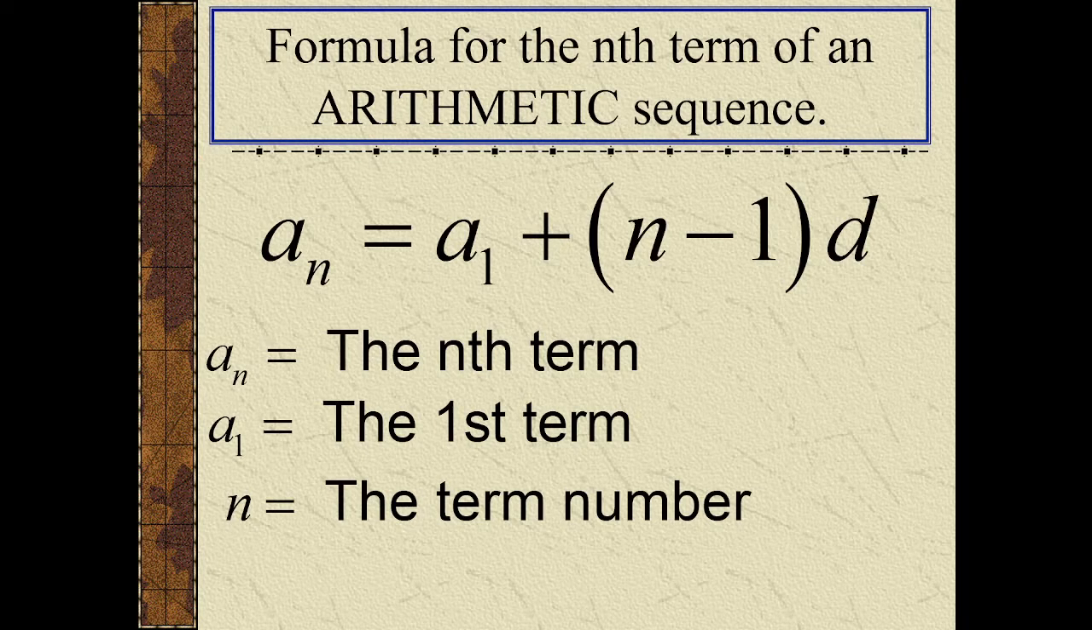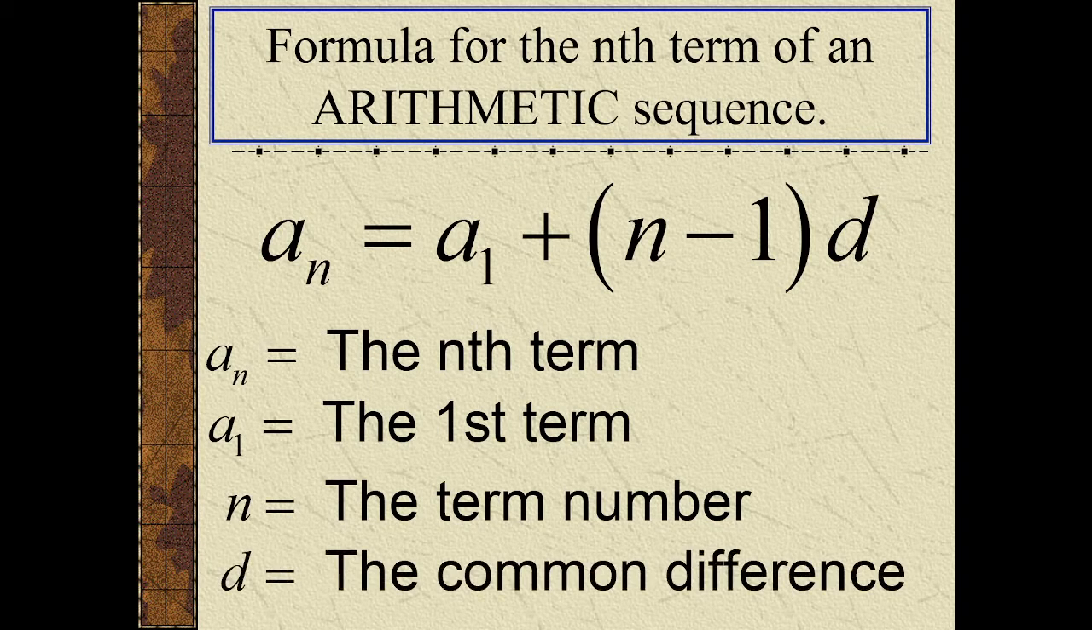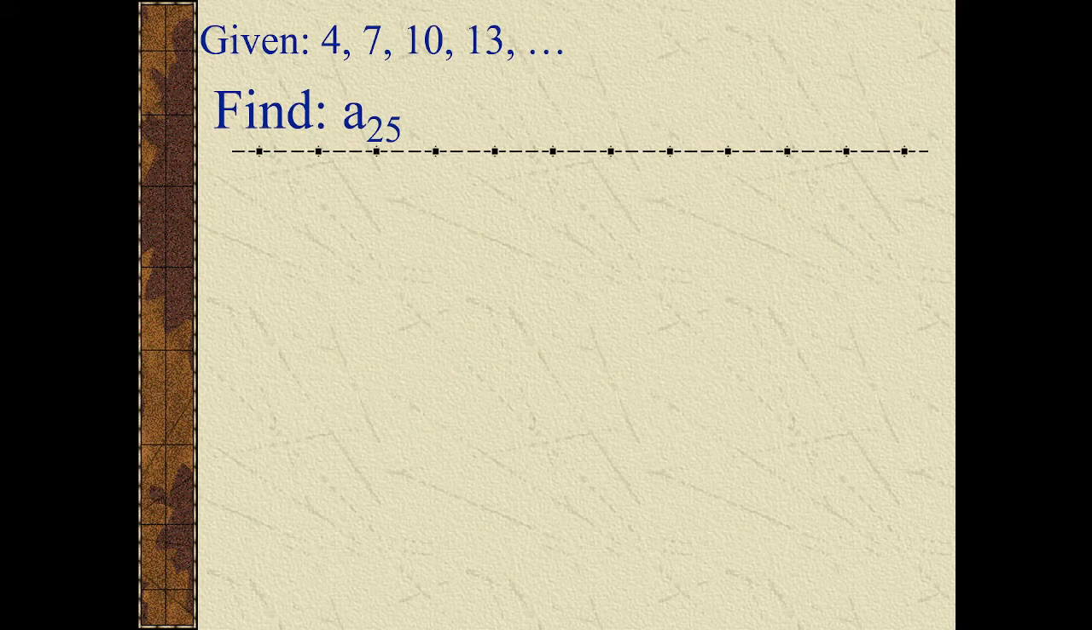Kung ingon kog 10th term, n is 10. Maunay pasabot sa 10 din ha. Ang d is the common difference. Pilay giad nga number. Maunay common difference natong letter D. Okay. Let's find the 25th term. So meaning, identify sa nato, ang formula is this.